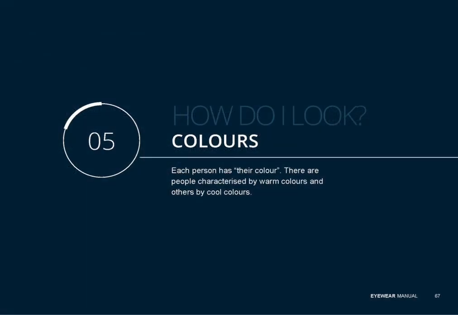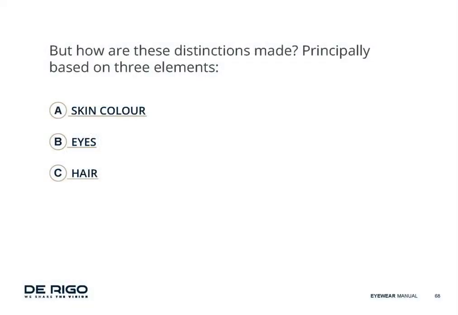Colors. Each person has their color. There are people characterized by warm colors and others by cool colors. But how are these distinctions made? Principally based on 3 elements: skin color, eyes, and hair.